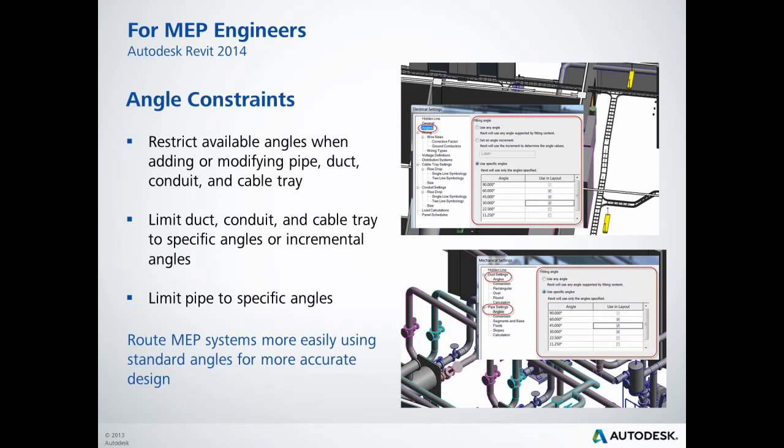You can now restrict the available angles when adding or modifying pipe, duct, conduit, and cable tray with controls to model according to industry standards. Piping may now be limited to specific angles, while duct, conduit, and cable tray may be limited to specific angles or incremented angles.